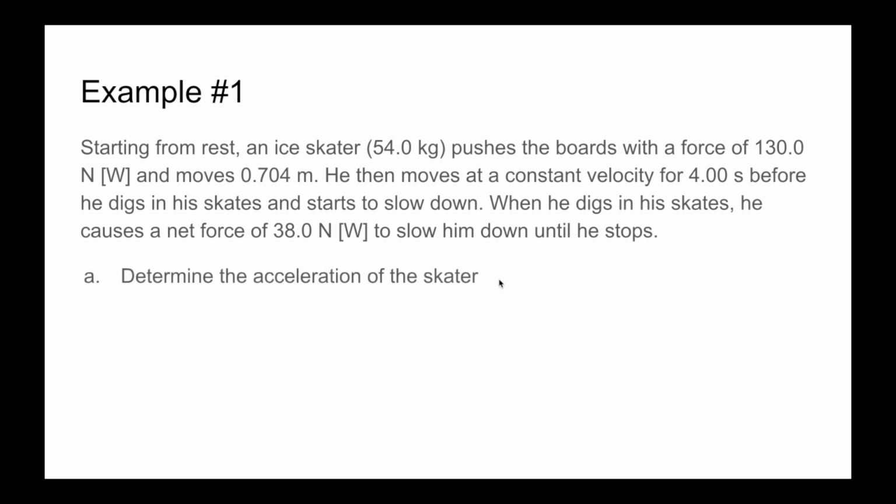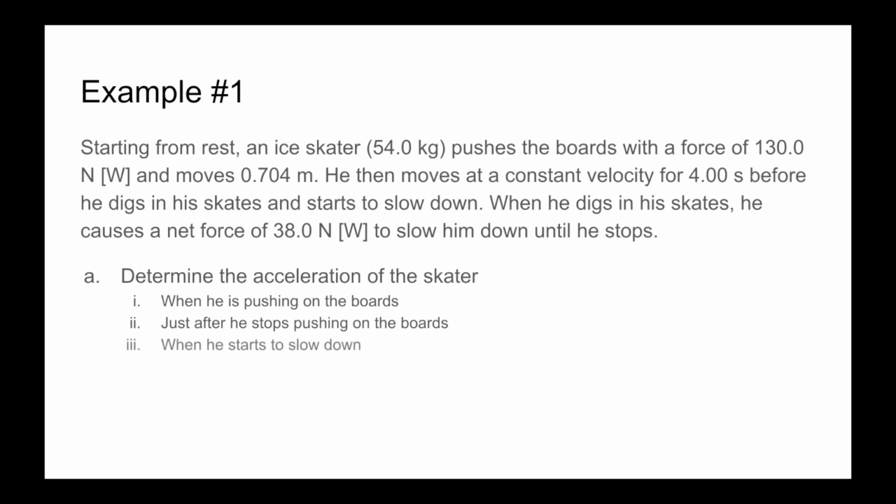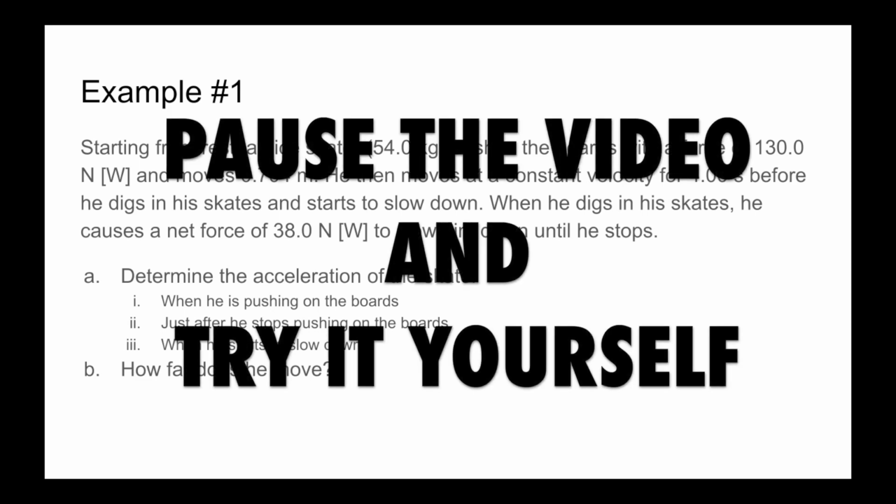So part A is to determine the acceleration of the skater first of all, when he's pushing on the boards, second, after he stops pushing on the boards, and third, when he starts to slow down. So acceleration during those three different time periods. And then part B is how far does he move in total throughout all three components of that motion. Okay, so pause the video and try it yourself.